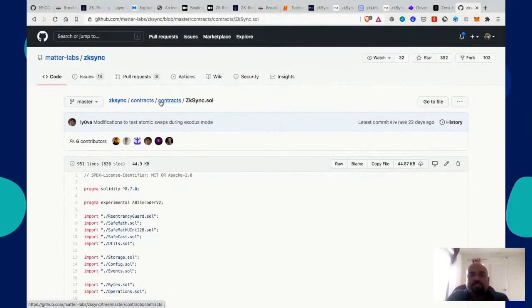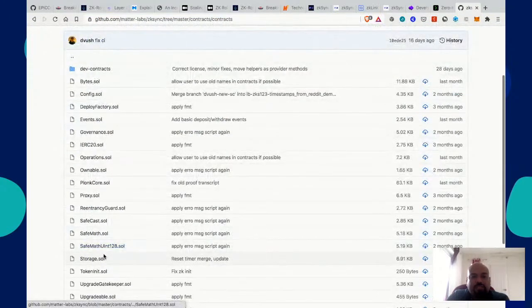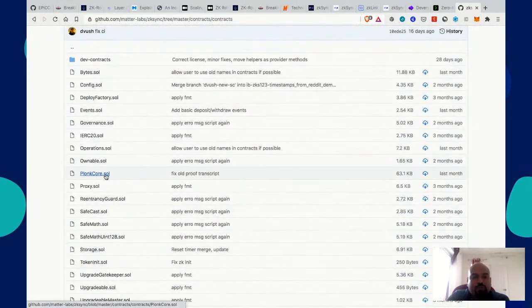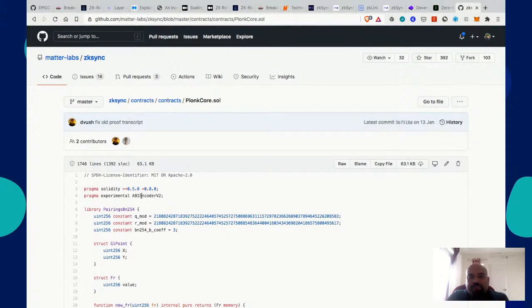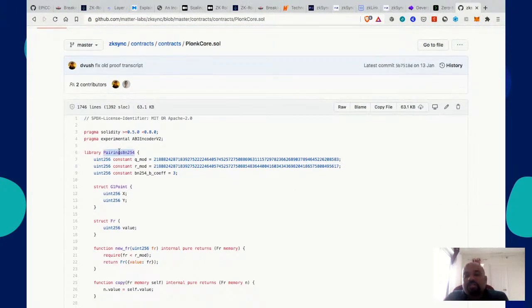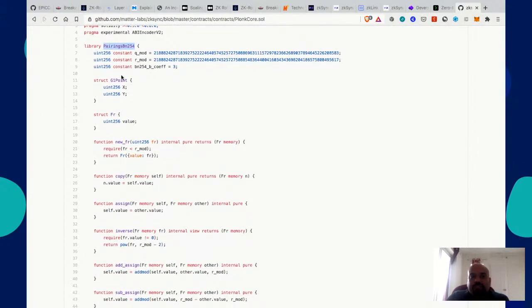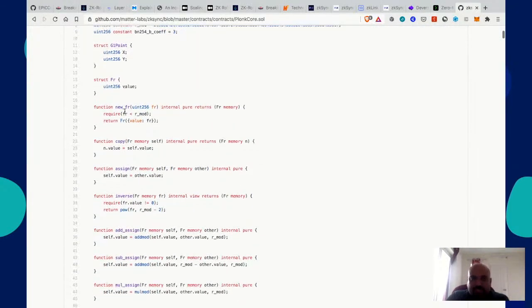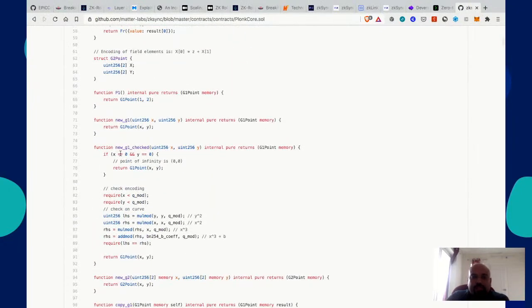That's the key. But the core cryptography is written in a smart contract known as Plonk core. Plonk is the zero knowledge proof library used here. This is the main contract. It is based on ZK SNARK, on an elliptic curve called BN254. So here you can find the details of the smart contract. The zero knowledge proof is here. How do you do zero knowledge proof?